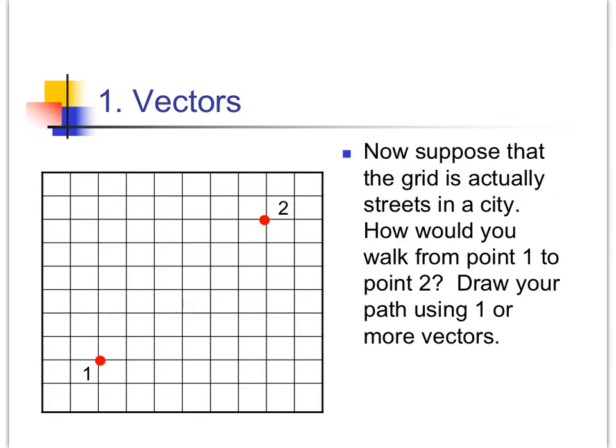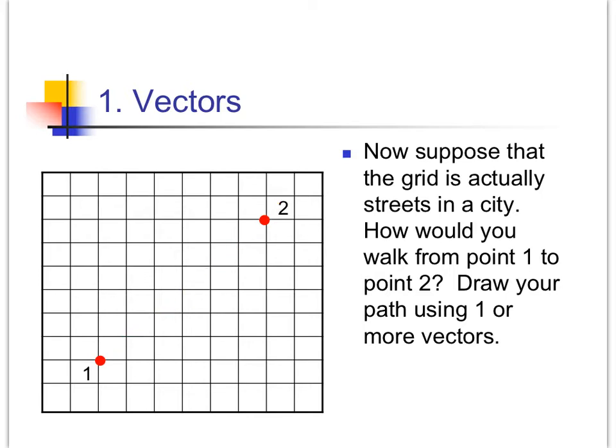Okay, now suppose that instead of just drawing that displacement vector, pretend that this is actually a map of Philadelphia, right? Philadelphia is laid out like a grid, thanks to Benjamin Franklin and some others. So this is kind of like an overhead view of some of the streets in Philadelphia. And let's say that we're here at point 1 and we want to walk to point 2. Well, how would you walk from point 1 to point 2? You can't obviously take this direct path because there's buildings and other things in the way.